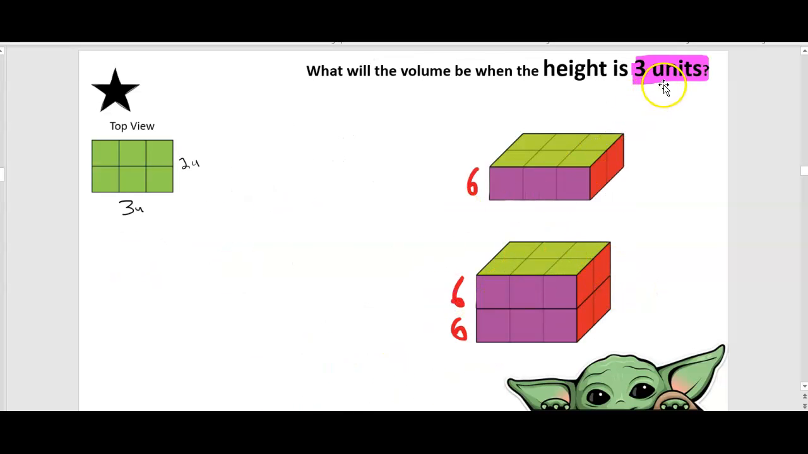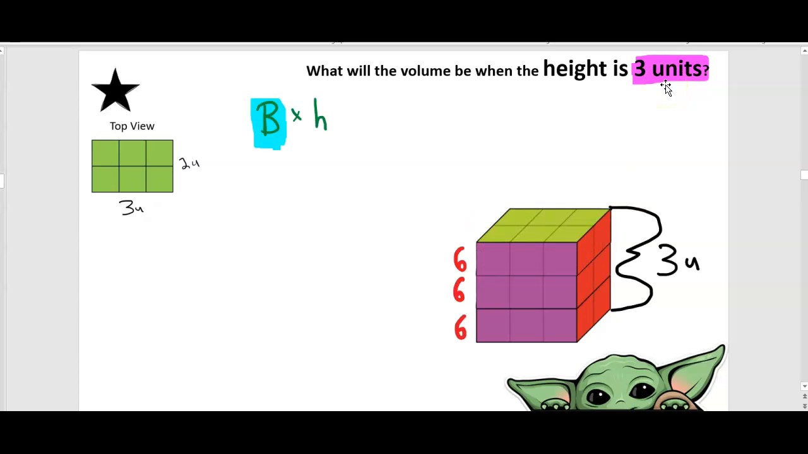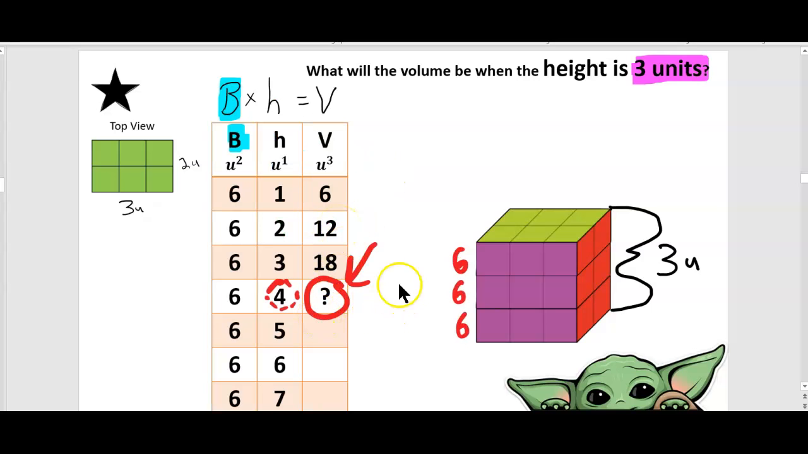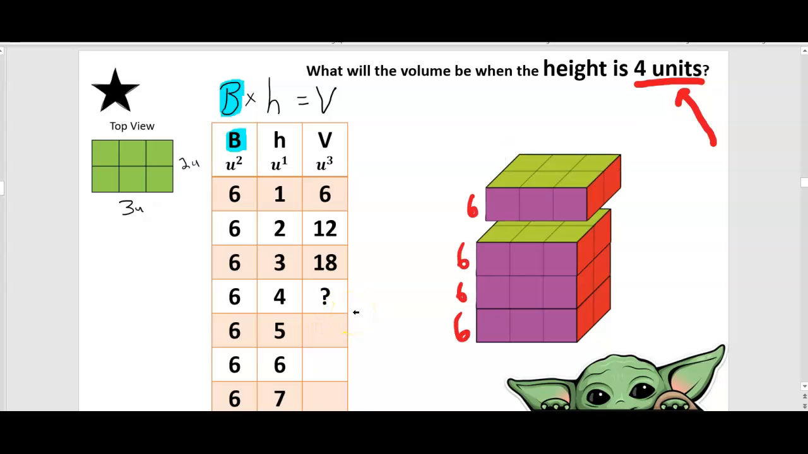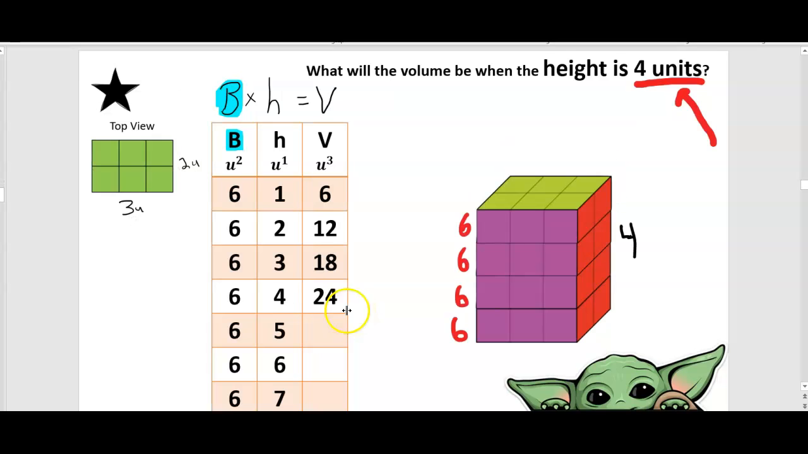So what about if we take it to another level, literally? Another level. 3 units, whole nother level. Now we have a height of 3, which is doing 6 times 3. Right, 6 units squared times 3 units height equals 18 units cubed. So what do you think this is going to be? See the pattern? 6, 12, 18. What's going to be next? Or just lay down another 6. 24. 5 times 6 is 30, 6 times 6 is 36, 6 times 7 is 42, and so on.